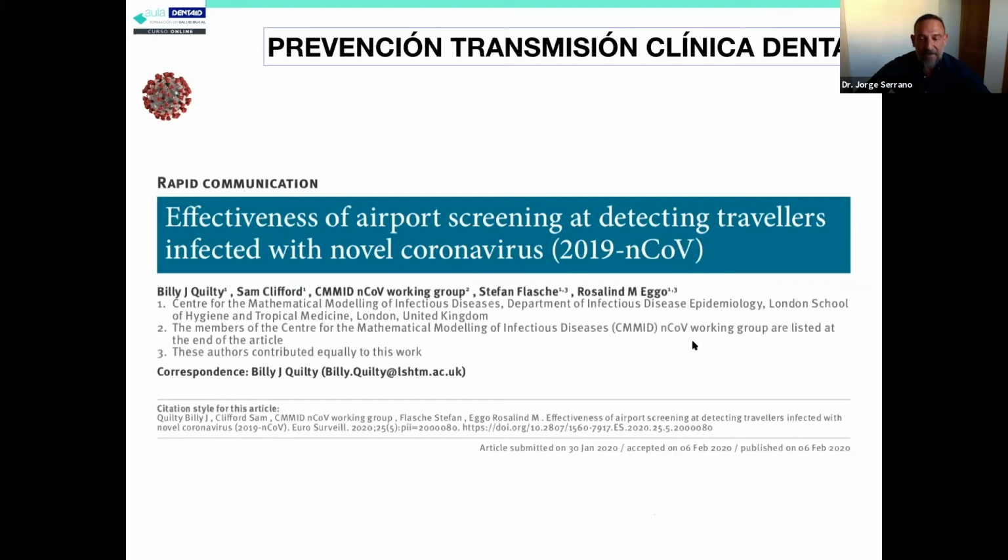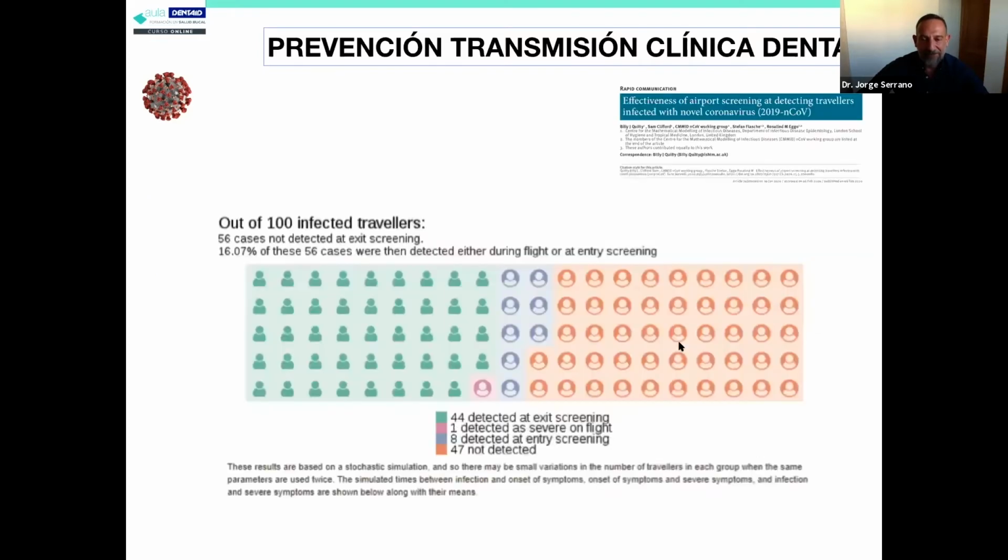Well, I would like to present a rapid communication, based on their symptoms and how long it takes to develop them and the number of patients with severe symptoms. Here they studied, based on all this, what a study done for airports, how many persons we are able to detect taking the temperature. What we can see is that out of 100 infected travelers who arrive at the airport, we will be able to detect 44, more or less.